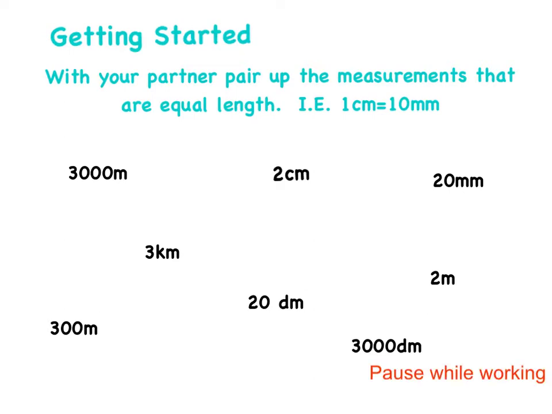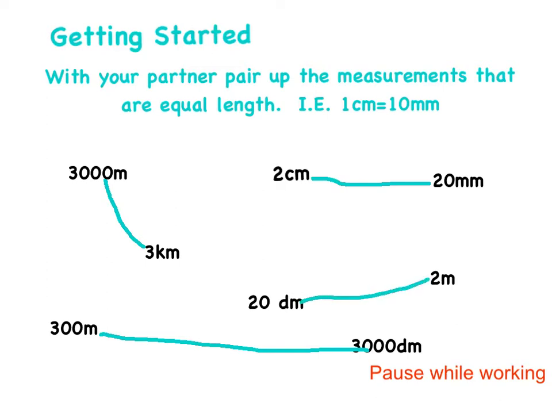So, 3,000 meters equals 3 kilometers. 2 centimeters equals 20 millimeters. 300 meters equals 3,000 decimeters. And 20 decimeters equals 2 meters.